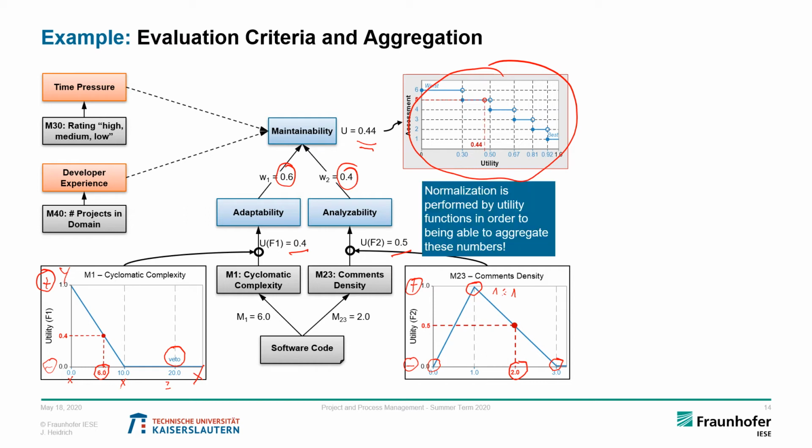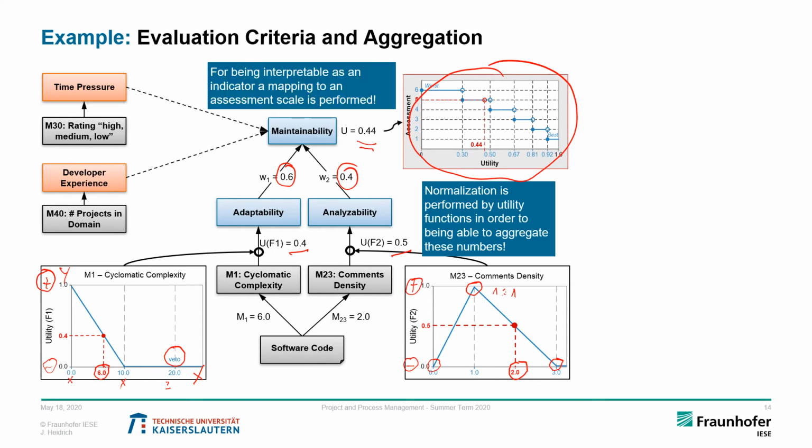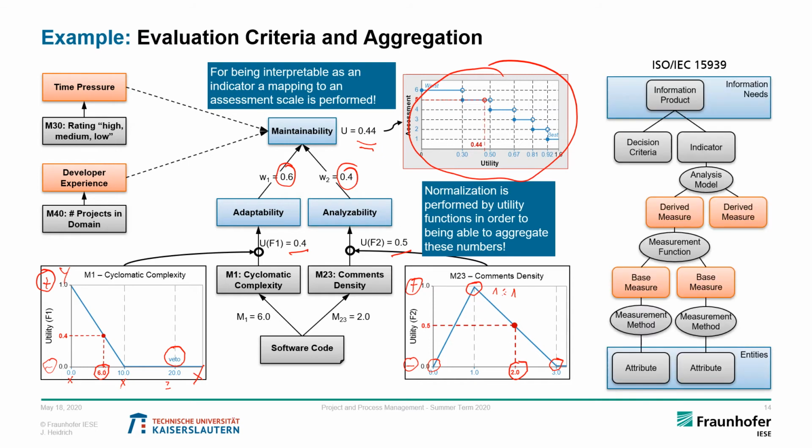So normalization is performed by these utility functions in order to be able to really aggregate these numbers, and for being interpretable as an indicator, a mapping to an assessment or evaluation scale is performed. And if you remember our ISO 15939 from the measurement basics chapter, you see that the structure quite nicely fits. So on the low level, you have some base measures. Then you use this utility function to calculate derived measures. And then you have an analysis model for calculating an indicator based on that.